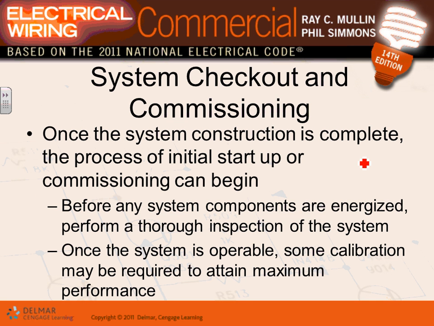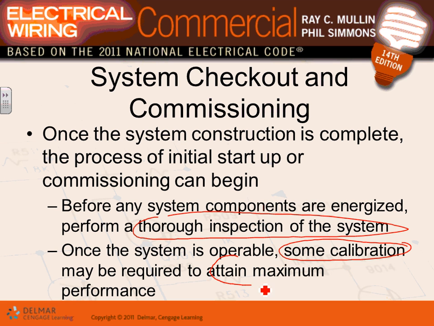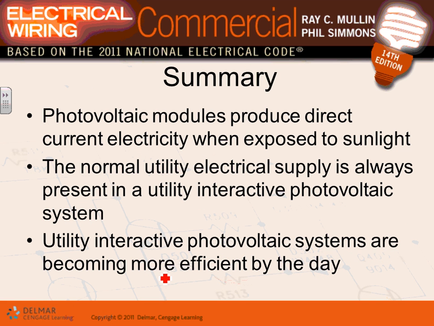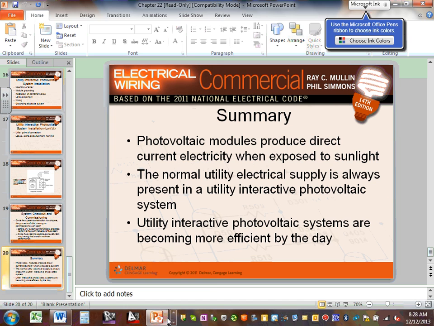After you did all this, Adam, you need to do commissioning for the system. Before you energize, perform a thorough inspection of the whole system. Everything is connected, all the conduits and the boxes are mounted properly, the connectors are torqued properly, and so on. Once the system is operable, you do some calibration. When you start operating it, you have to do some calibration to attain the maximum performance of that system. So there's some tweaking in the inverter that has to happen to make the system work properly. So that's basically what the solar photovoltaic system, gentlemen, is. And that's enough to get you up and running.